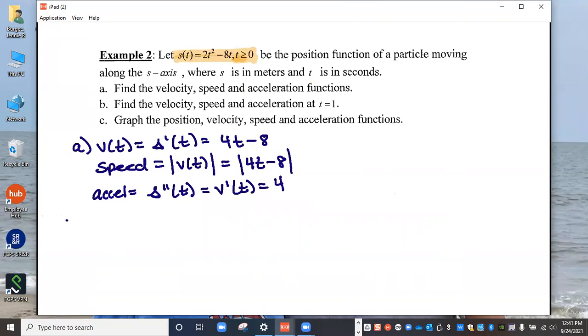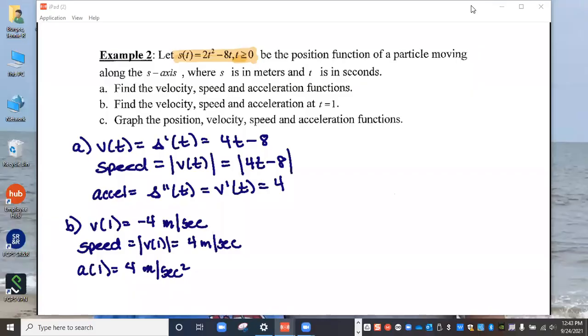All of you go ahead and answer part B for me. Find your velocity, speed, and acceleration at t is equal to 1. So did we come up with this? Any questions? Again, just plugging in 1. Remember, if you end up with a constant, for example, the acceleration is a constant 4 meters per second squared. Don't forget your units. Again, they told you in the problem that s is in meters and t is in seconds, so don't forget your units.